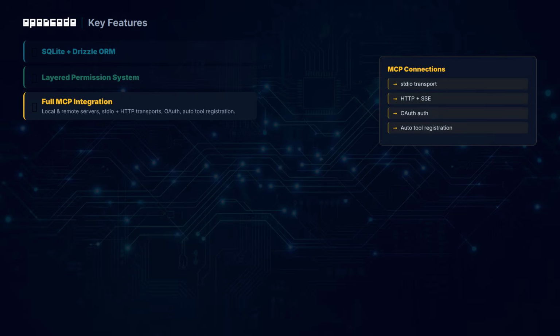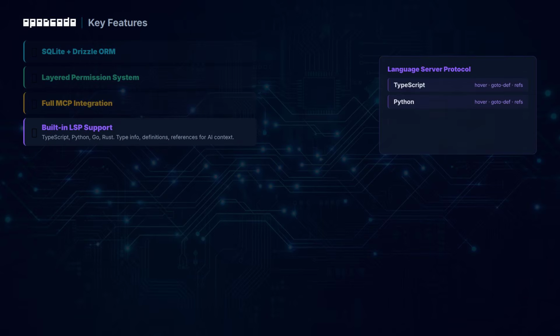The MCP integration is full-featured. OpenCode can connect to both local and remote MCP servers, supports STDIO and HTTP transports, handles OAuth authentication for remote servers, and automatically registers tools from connected MCP servers. If you're already using MCP servers with other tools, OpenCode will work with them immediately. Another notable feature is built-in LSP support.